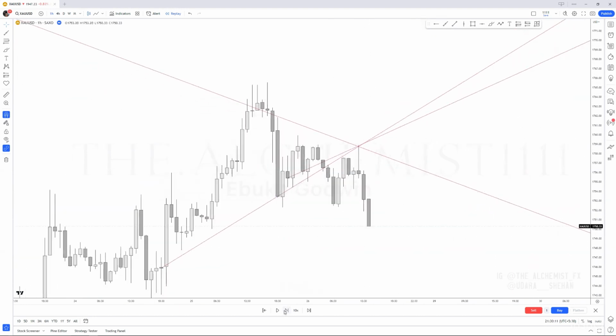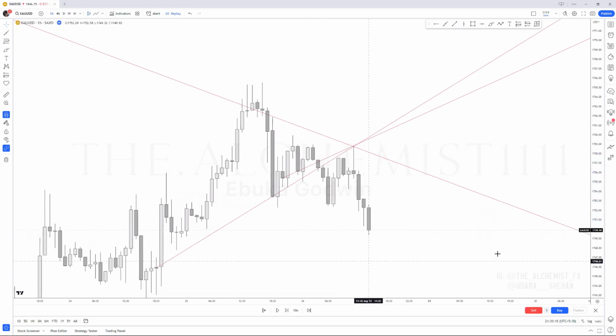Look at that. Look at the drop. Okay, so that is an easy 100 pips. See that? 100 pips. Just like that.